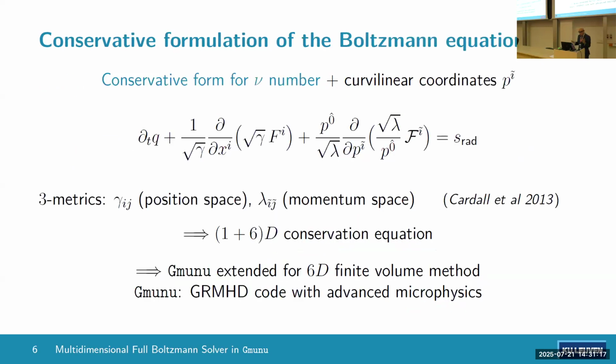Okay, so the system of equations that we solve is the conservative form, so that we conserve the number of neutrinos, and of course our curvilinear coordinates for the momentum. If you write this out, you can see the framework that Cardall et al. set out. In that case, we also use the reference metric formulation for the three metrics. Ultimately, this leads to a 1 plus 6D conservation equation, which we've implemented into Gmunu. So we've extended Gmunu for a 6D finite volume method. Gmunu is our own in-house GRMHD code with advanced microphysics included.